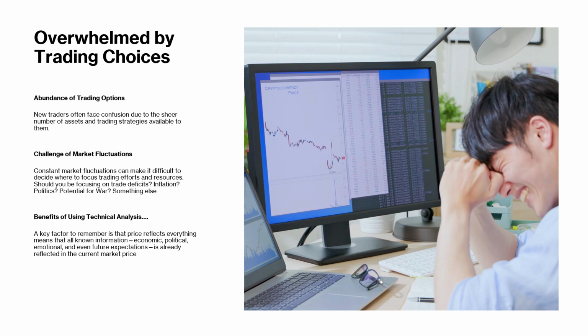Many technical analysts believe that technical analysis is possible because of Dow Theory. If price reflects everything, then studying price movements, i.e. charts, trends, volumes, can reveal market psychology and potential future moves.